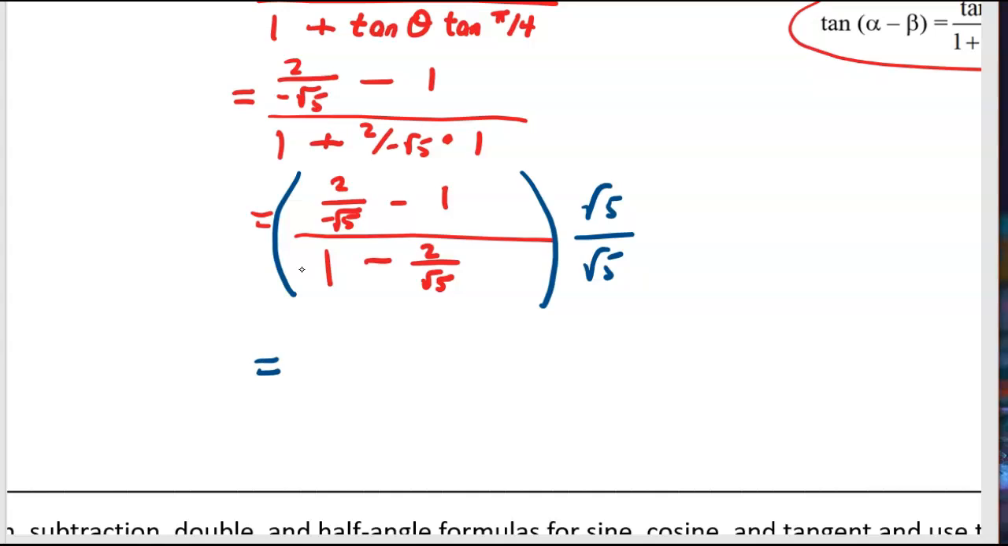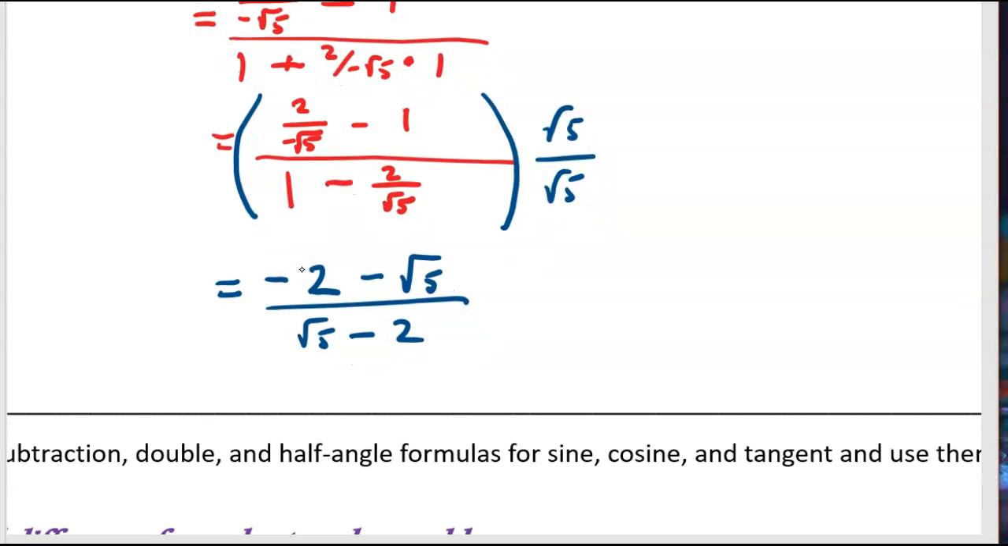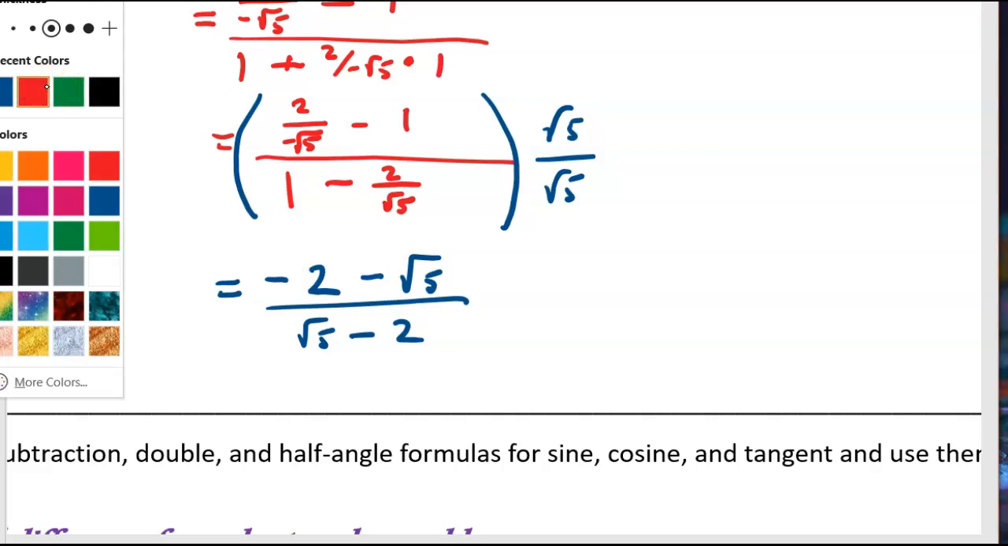So 2 over negative root 5 times root 5 is just negative 2. Negative 1 times root 5 is just negative root 5, over root 5 times 1, which is root 5, minus 2 over root 5 times root 5, which is just 2. So now we have just one fraction. We don't have fractions within fractions. But because we still have radicals in the denominator, we still have to multiply by the conjugate.